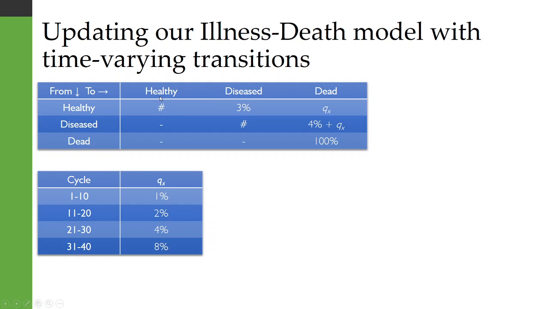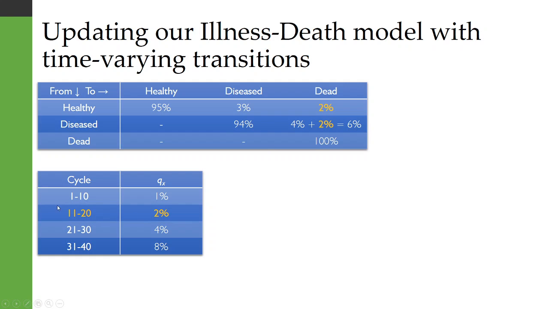Also in this transition probability matrix, you'll see we have this hash sign or pound sign. That just means put a number in here so that the row sums to 100%. So when QX is 1%, that will be 3%, that will be 1%, so this will need to be 96%, and so on.